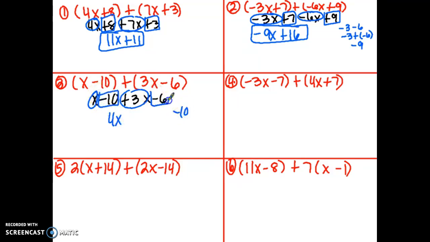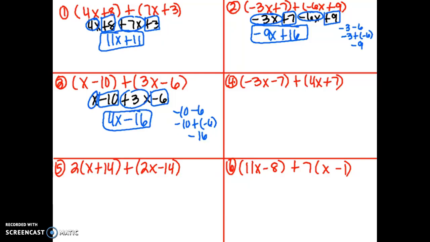Negative 10 minus 6, I use additive inverse. Keep the first number, change subtraction to addition, take the opposite of the second number. Negative 10 plus negative 6 is negative 16. So I just write minus 16. My answer is 4x minus 16.